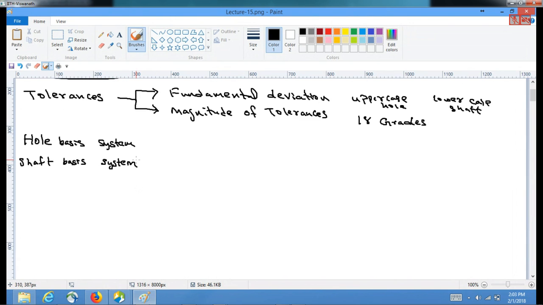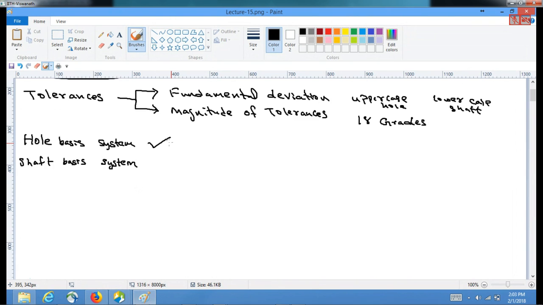Mostly the hole basis system is used because we use standard drills or reamers to drill the hole, whereas the shafts can be turned arbitrarily. So that's the reason we prefer the hole basis system in most of the cases.